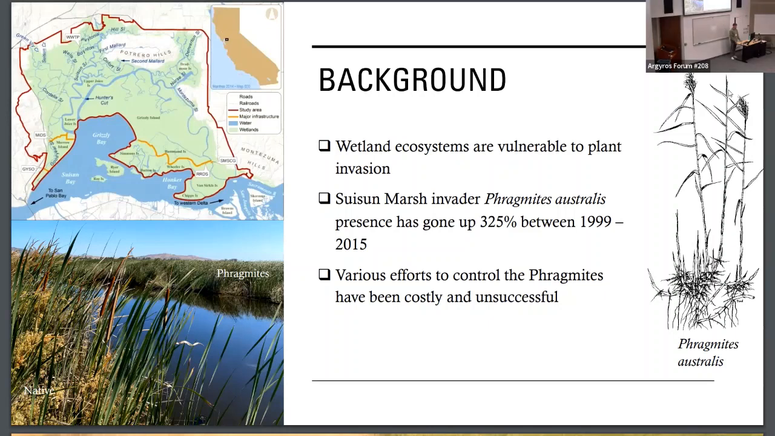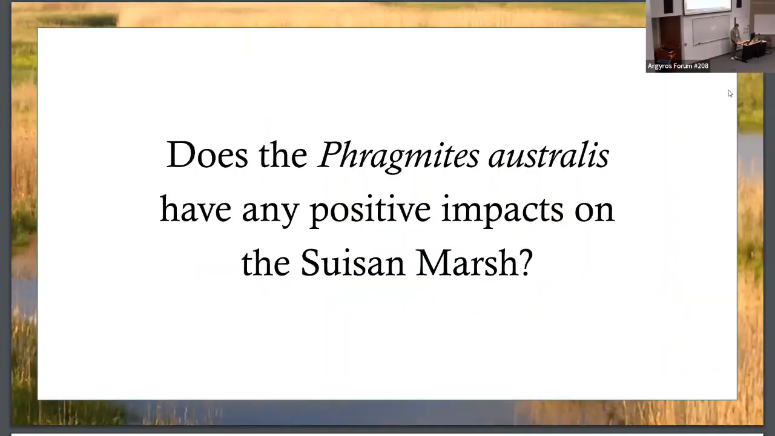So I wanted to look back into the subject and see if there are possibly some ecosystem services that we were just ignoring or overlooking that the Phragmites might provide. So this gets into my question: does the Phragmites australis have any positive impacts in the Sassoon Marsh? I was focusing specifically on Phragmites effects on fish food resources.